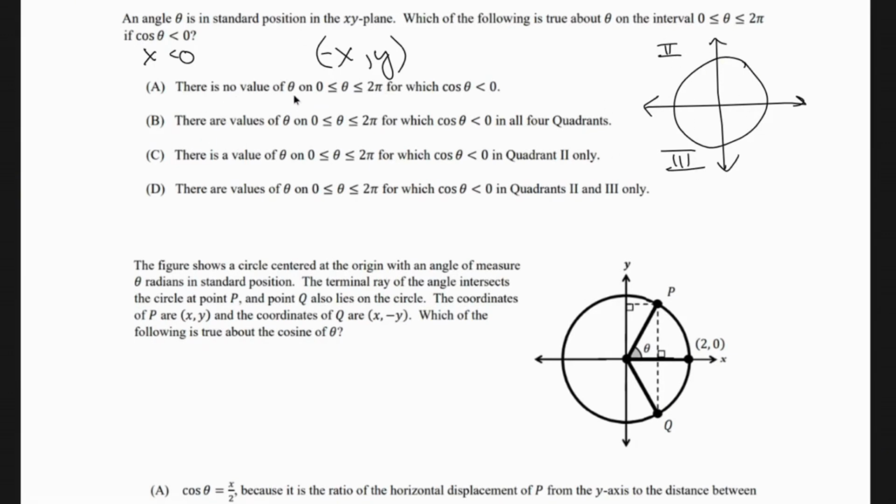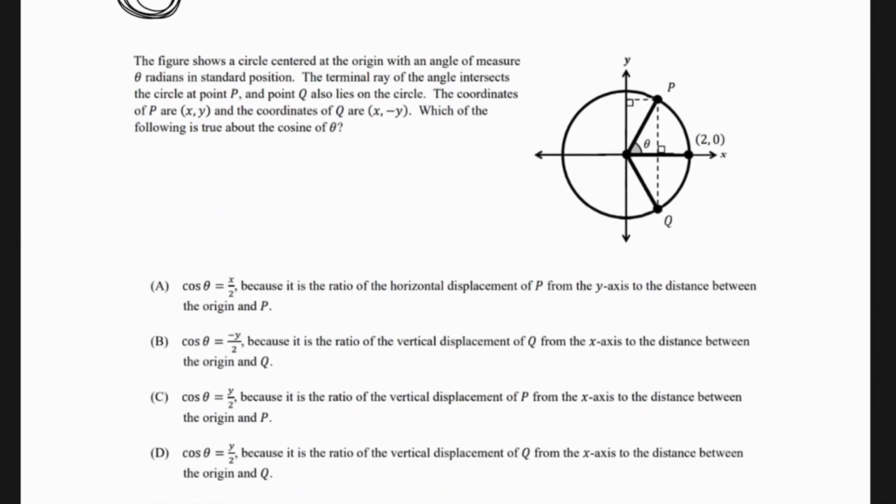So there is no value of theta on this interval for which cosine is negative? No, that's definitely not true. There are values of theta for which cosine is negative in all 4 quadrants? Nope, only 2 and 3. There's a value for which it's in quadrant 2 only? Nope, it's 2 and 3. And there are values for which it's in quadrants 2 and 3. Very bizarre problem, but I guess the point is to make you realize that cosine is x and x is negative on the left side of the y-axis. Now, this is where it's just a really ugly, gross-looking problem.